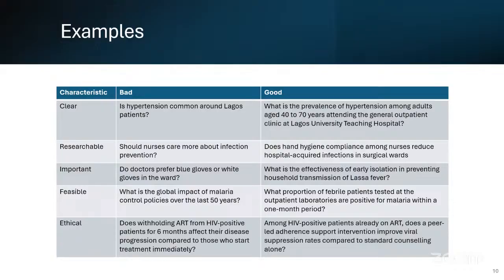Okay. And the next one I'll talk about is feasibility. And I've given some examples here. By feasible, we mean something that can be done. And feasibility is relative depending on what it is you are doing. It's dependent on what kind of study you are doing. It's dependent on whether it's a student project.